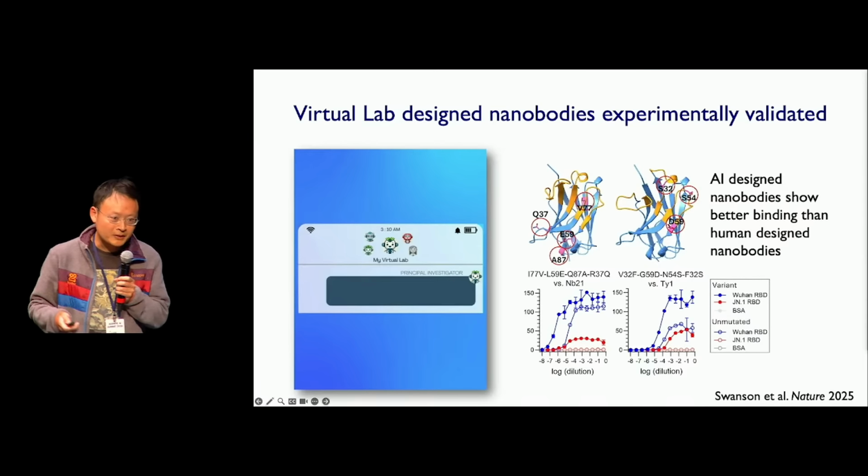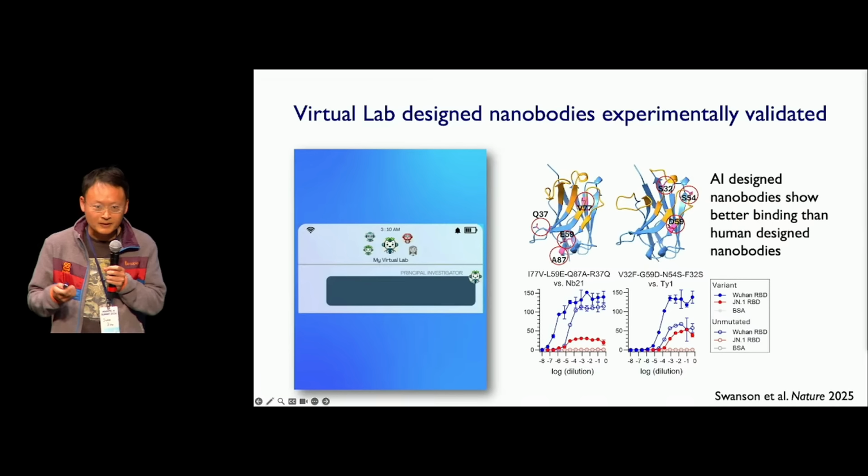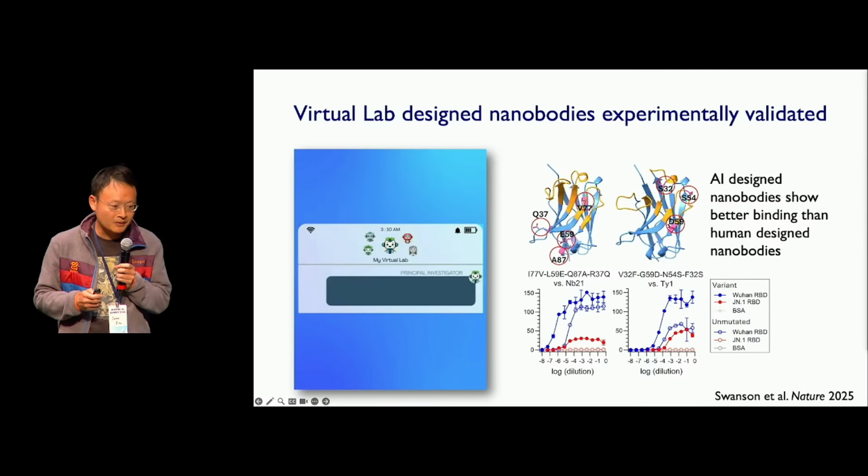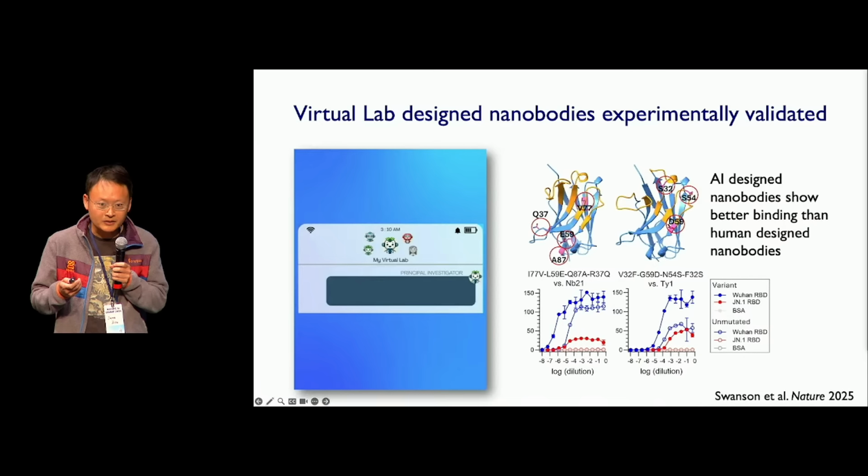And after we created this virtual lab, we gave the agents several different tasks. So in this demo, I'll show you the first project we assigned to the agents, which is to help us design good binders to some of the recent SARS-CoV variants.